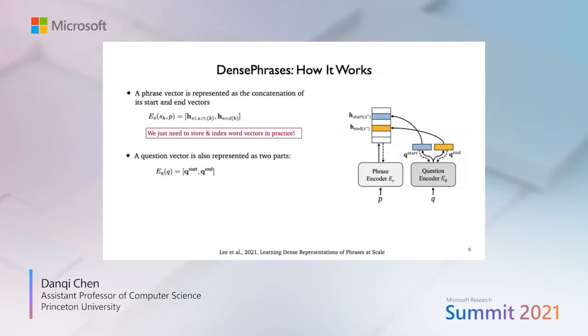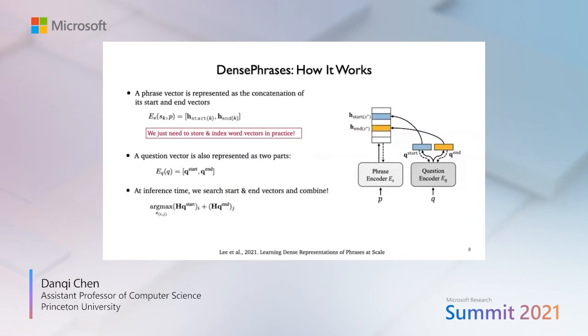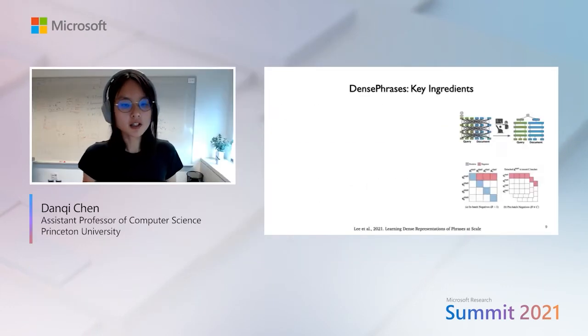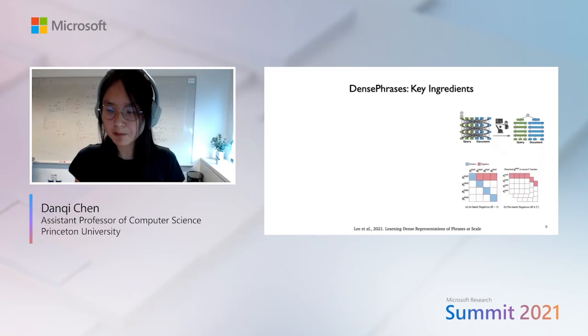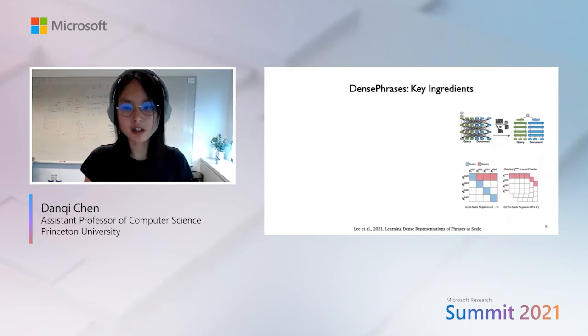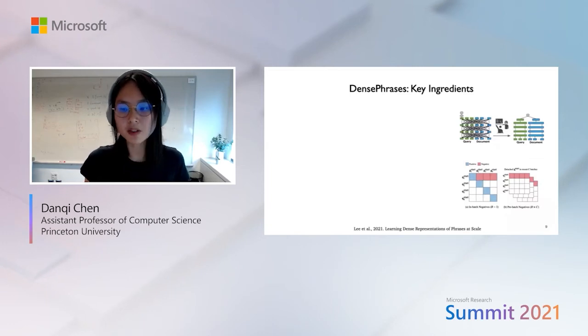And similarly, we also represent the question vector as two parts denoted by q_start and q_end. By doing this, we can just compute the similarity between the question and the phrase as the sum of q_start, h_start, and q_end, h_end. And to solve this very difficult learning problem, we also propose several key innovations. I don't have time to talk about all this in this talk, so please check our paper for more details.